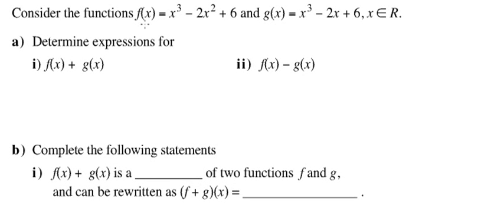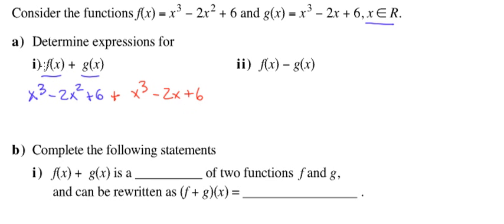Okay, consider the functions f and g, which are polynomials, so they work for any real number. Determine expressions for adding function f and function g together. Well, that just means take function f, x cubed minus 2x squared plus 6, and to it add function g, which is x cubed minus 2x plus 6.